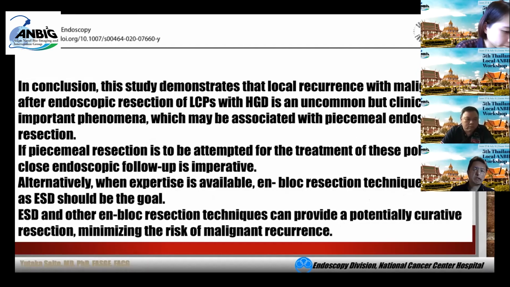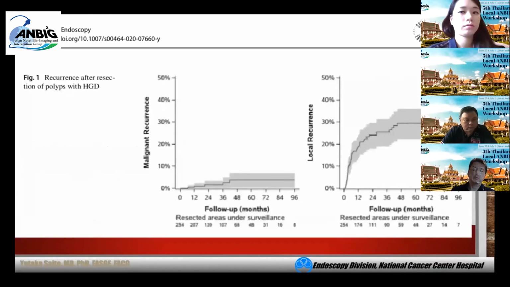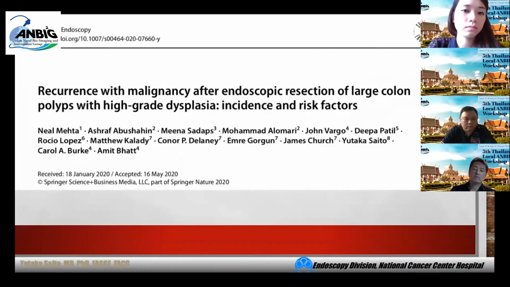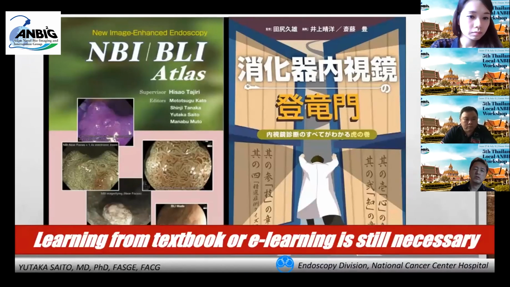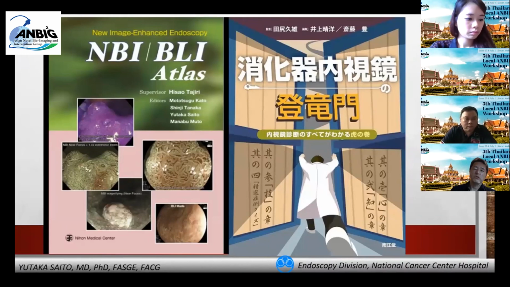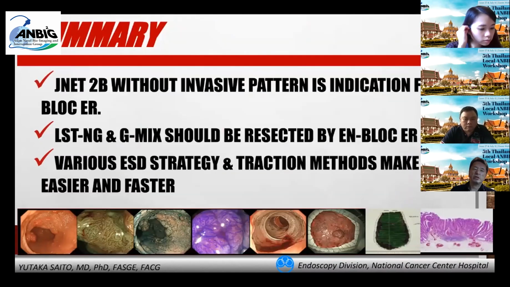Alternatively, when expertise is available, an en bloc resection technique such as ESD should be the goal. ESD and other en bloc resection techniques can provide potentially curative resections, minimizing the risk of malignant recurrences. I think this report, not only from Japan but also from Western countries, is really important. We hope for no more piecemeal EMR for the large LST granular type.